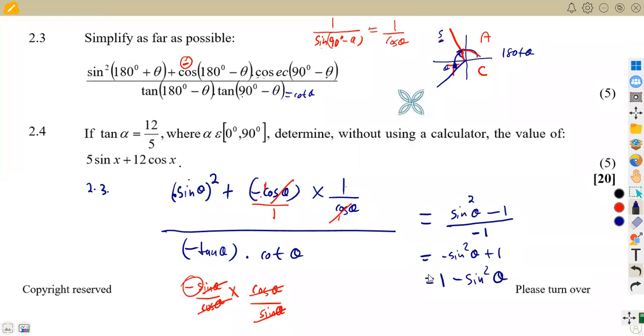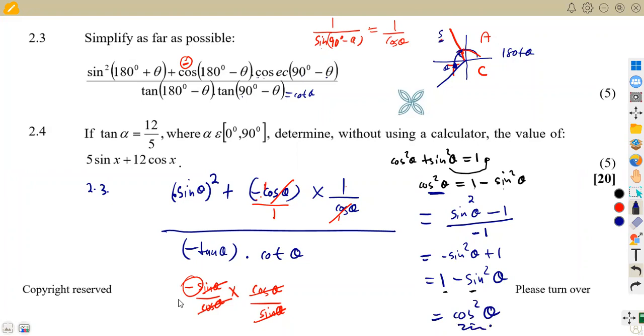Take note, guys, stage by stage. But 1 minus sine squared theta, where are we going to obtain this? From our identities again, we know that cos squared theta plus sine squared theta gives us 1. So we transpose the sine squared to this side and remain with cos squared theta, which is 1 minus sine squared theta. So our answer is cos squared theta, which cannot be simplified any further.